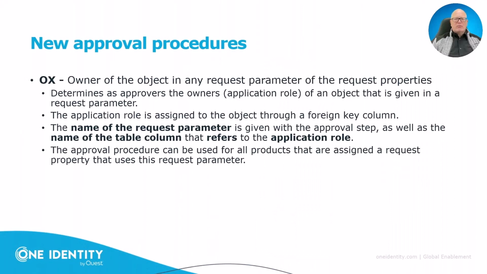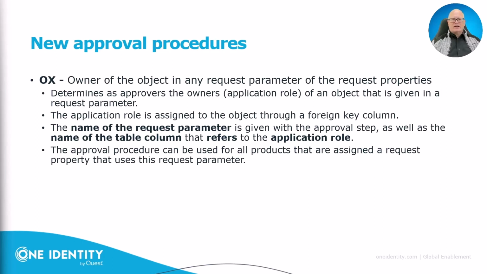Then we created a new approval procedure, this time not for attestation, this time for requests. And this is named OX, and that is owner of the object in any request parameter of the requested properties. And this is now a group of people, that means an application role or the members of an application role, which is specified in a request parameter. This is quite new. We had some other, of course, data structures where we had such approvers stored, but to put them into a request parameter gives the whole thing a little bit more flexibility again.